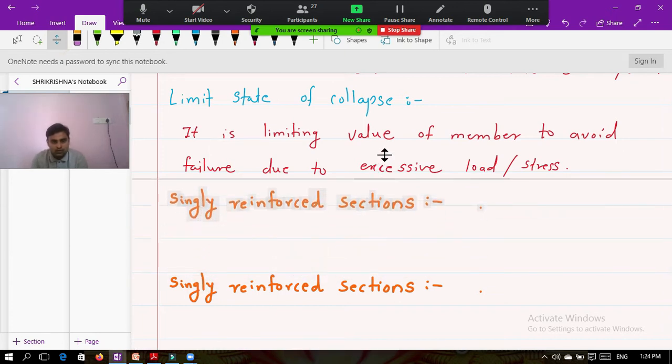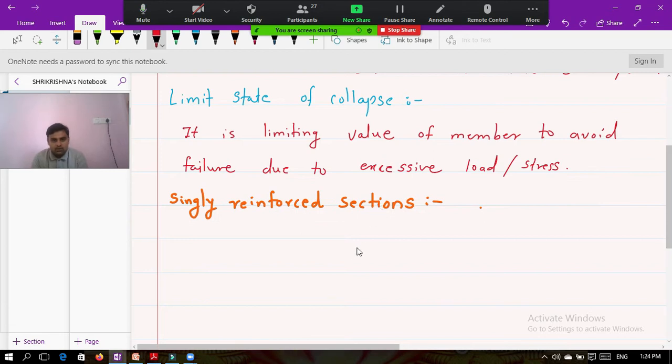Now we will come to the singly reinforced sections. We will see what the singly reinforced sections are and how we define them. The definition says that the section in which the reinforcement is provided on the tension side is called a singly reinforced section. I will write the definition; you also copy the same definition.